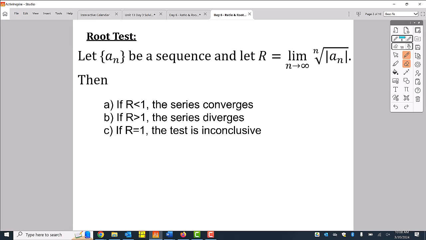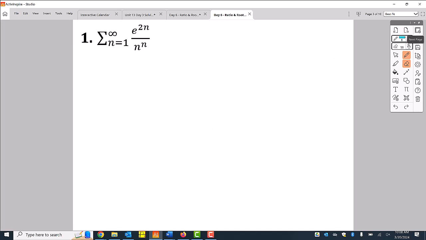If that limit is less than 1, the series converges. Greater than 1, it diverges. Equal to 1, it's an inconclusive test. All right, so you'll see things like this, where you end up with having n in the exponent, but it's definitely not a geometric series. So we'll try the root test.